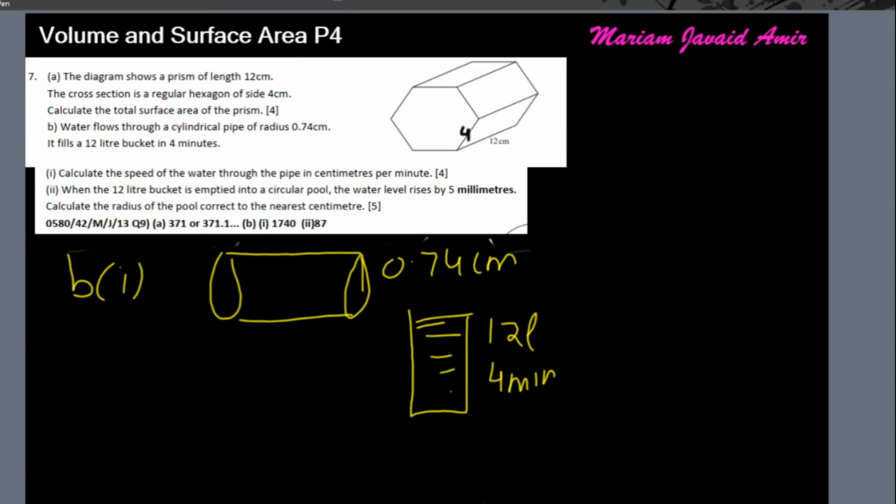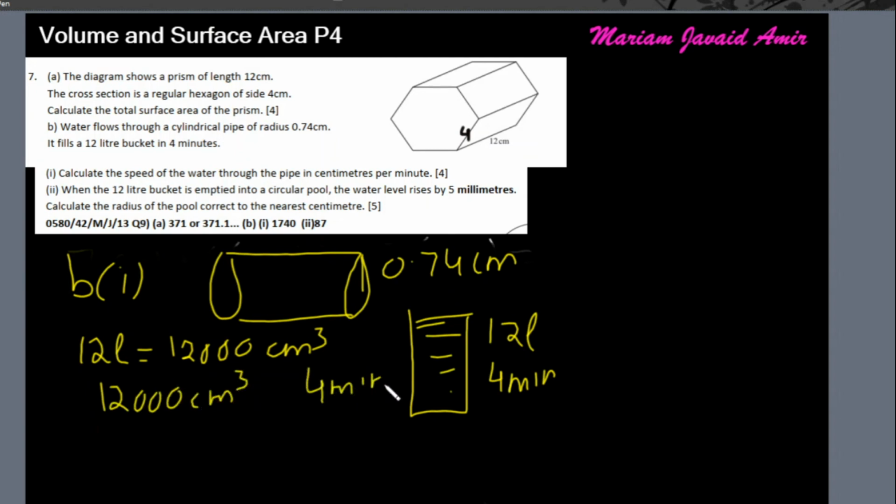Okay, so we'll be using ratios here. We know that 12 liters is equal to 12,000 centimeter cube. So 12,000 centimeter cube is being filled in 4 minutes, and they want the answer in centimeters per minute.